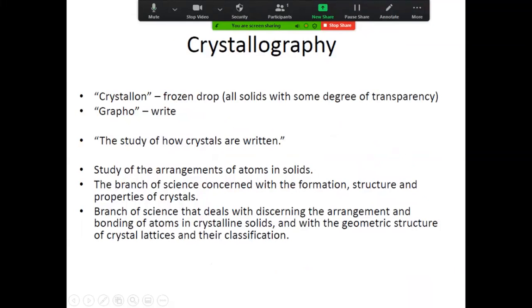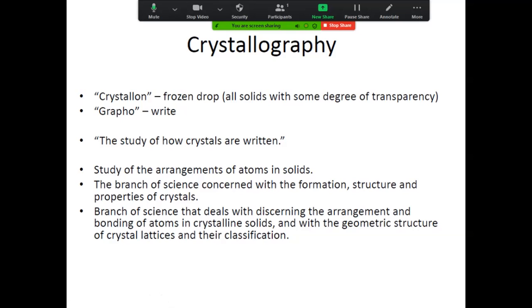So crystallography, if we break it down: crystallo means frozen drops, grapho means write. So we're talking about how crystals are written. Crystallography involves solids with an orderly array, the arrangement of atoms in solids. And this branch of science deals with the formation, structure, and properties of crystals.